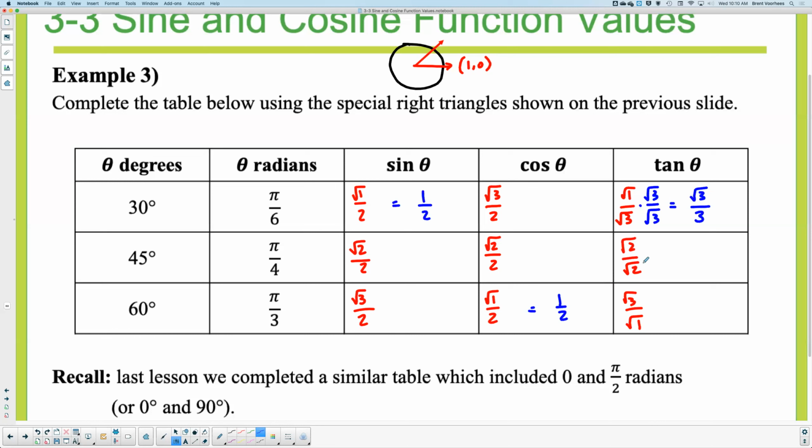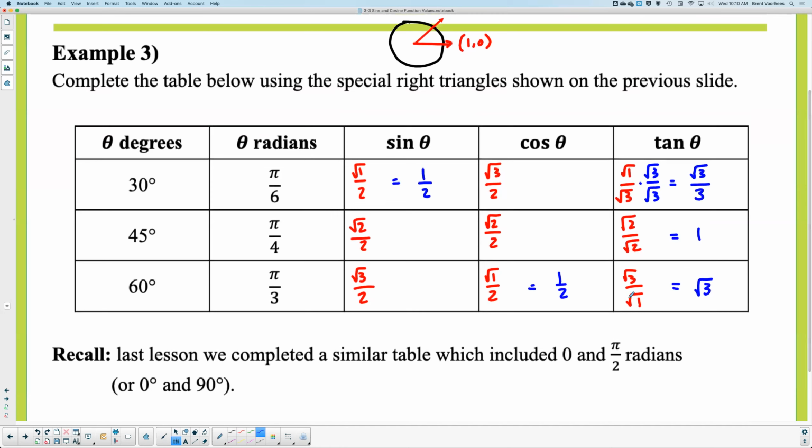Is this reduced or not reduced? Not reduced. Reduces become tangent always reduces, by the way. Okay, and what about here? Square root 3 divided by, what is the square root of 1 though? 1. So what's the square root of 3 divided by 1? Square root of 3. There it is.